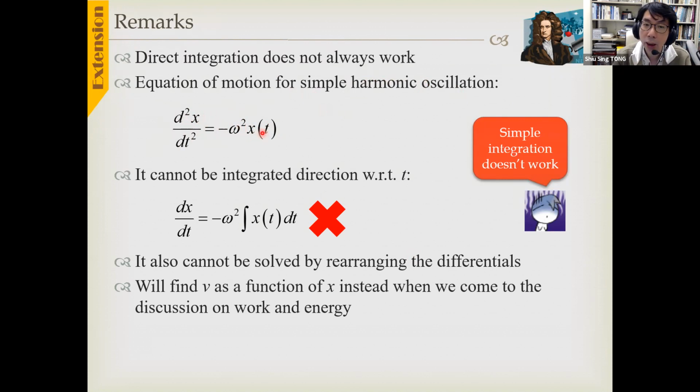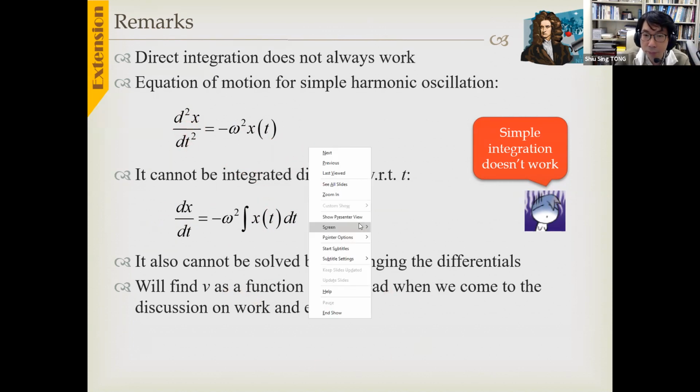In this case, there's no way for us to integrate it. We cannot do the direct integration like this because x is not a known function of t, and so you don't know how to integrate it to get x dt, right? So that is not possible. And in the second way we tried in a previous discussion, we tried to rearrange the equation such that all the v is on one side and all the t is on the other side. But this is not going to work because it's a second order differential equation, but not the first order. So you are not able to rearrange the differential. Now I will let you see what it looks like.